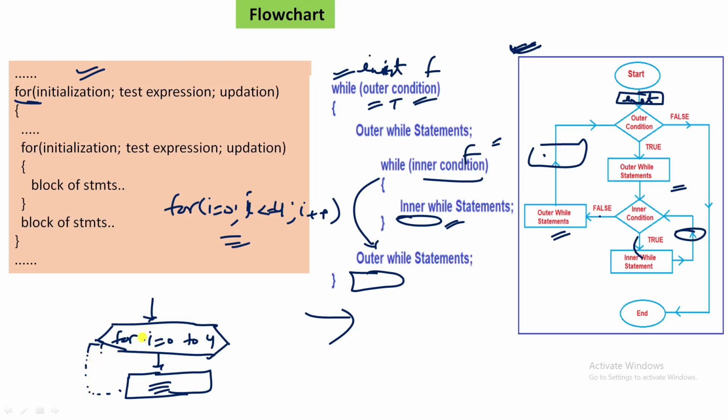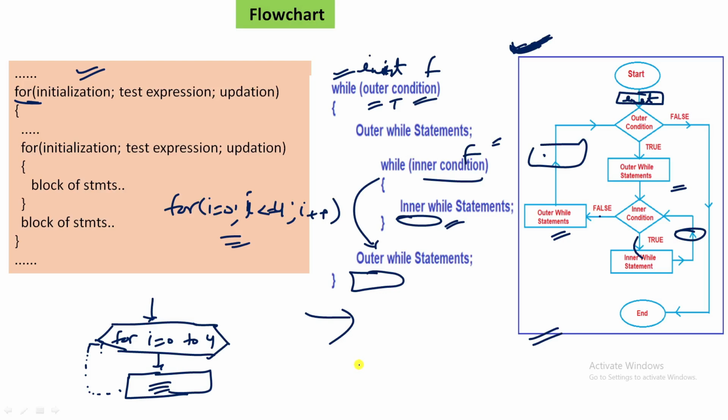That is also okay, but this is a general thing. Conceptually we should try to make the flowchart using this one only. Otherwise it is up to you how you make it, but this is better. I hope you have understood now the concept of the nested for loop.